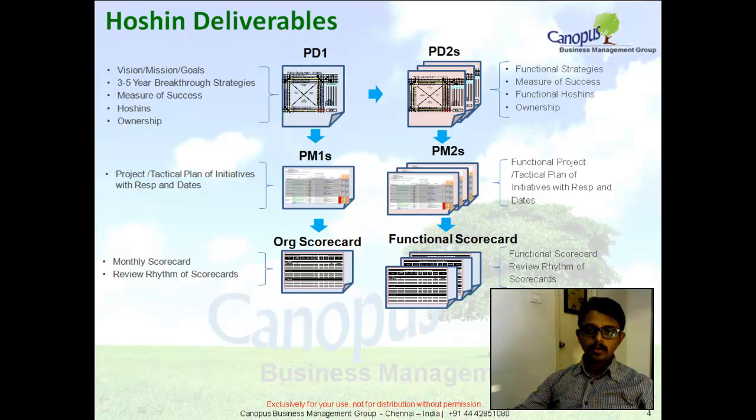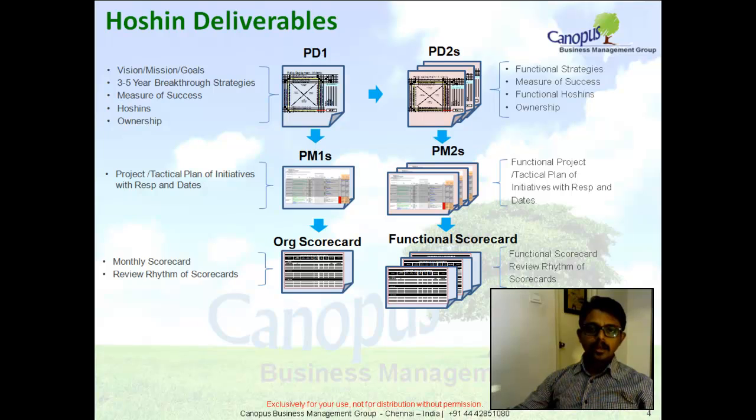From PD1 you draw your PD2, which has similar elements. From PD1 you draw the PM1s, the planning matrix, which is nothing but a tactical plan for making sure that you execute what is needed to accomplish those goals. Likewise, you would have PM2s, which are drawn from PD2s. Other than these, a secondary output which most organizations will have in some format or the other is a scorecard which talks about the measure of success and its performance against benchmark, baseline, and target.